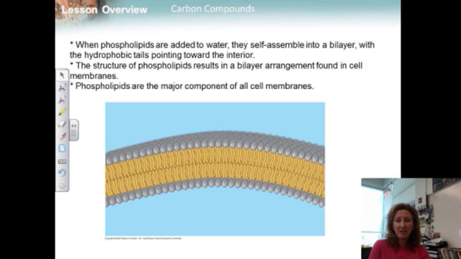When phospholipids are added to water, they assemble into a bilayer with the hydrophobic tails pointing toward the interior. The structure of phospholipids results in a bilayer arrangement found in cell membranes. Phospholipids are the major components of all cell membranes. You just heard about lipids. What are the major types of lipids?